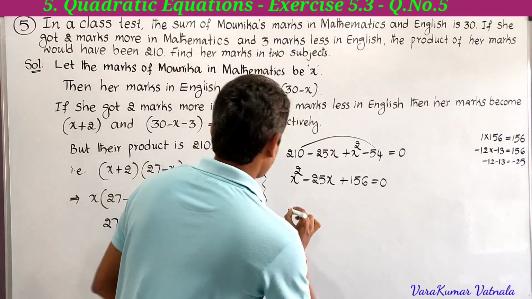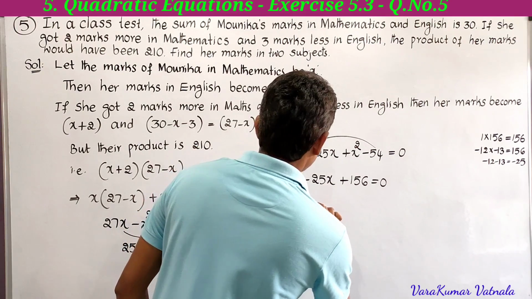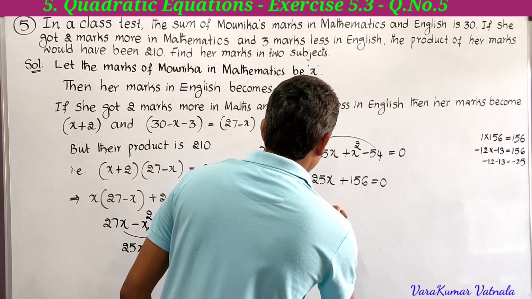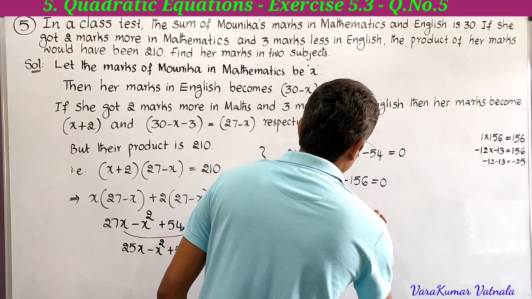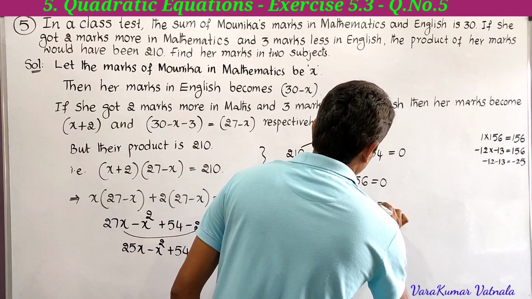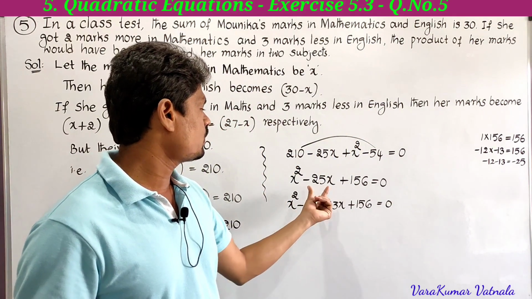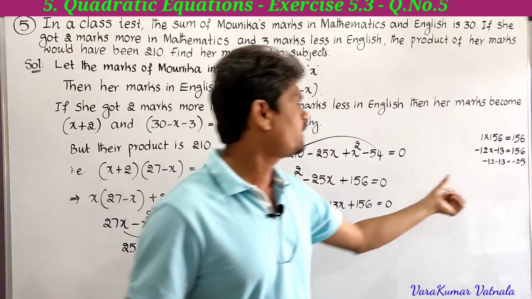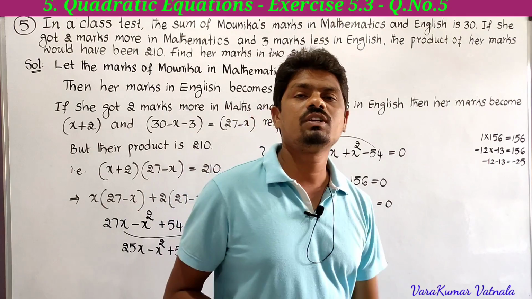So write x square as usual. x square minus 25x can be written as minus 12x minus 13x. Next, write plus 156 as usual, is equal to 0. So write x square as usual, but this minus 25x can be written as minus 12x minus 13x. Write plus 156 as usual.